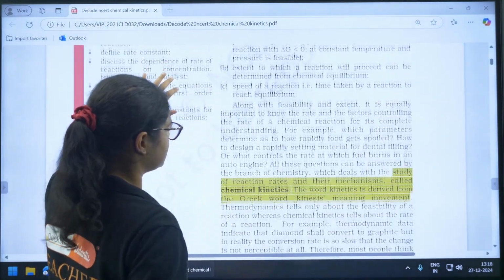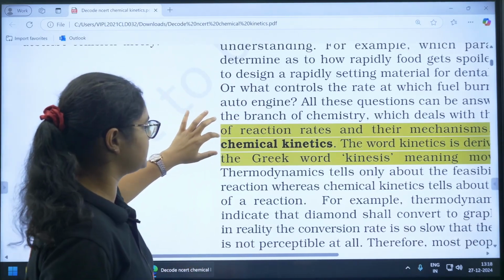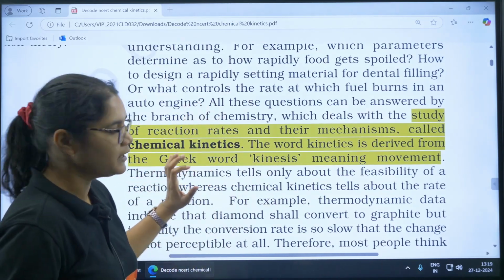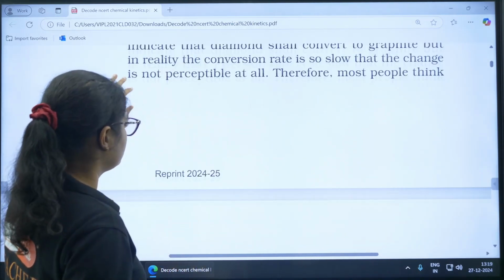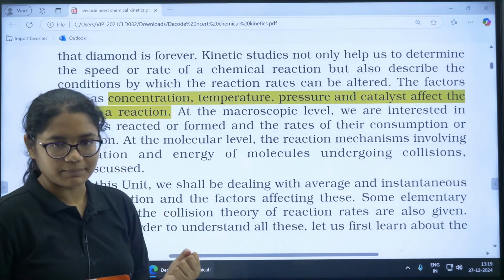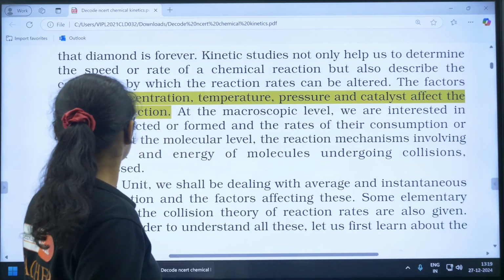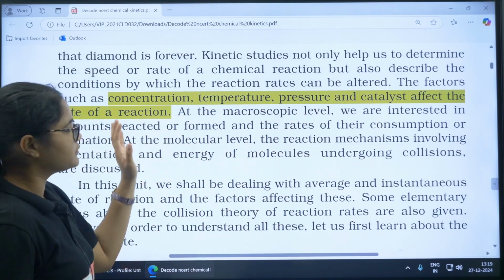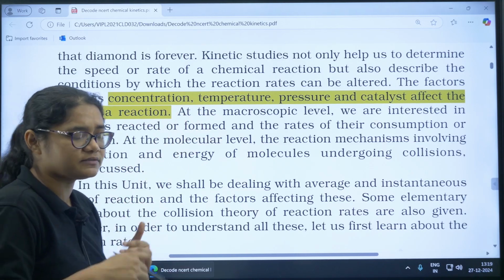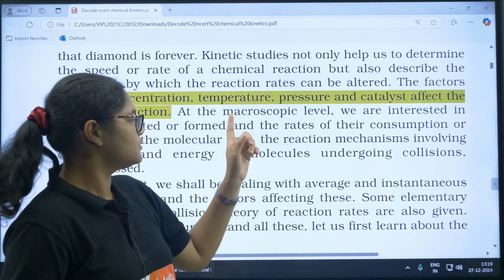So chemical kinetics. First of all, here it is explained what chemical kinetics is, which branch it is, and what it deals with. So highlight this part. Next, we go to the factors on which reactions depend. Note down the factors here: concentration, temperature, pressure, and catalyst affect the rate of a reaction. These are the four factors. It can be asked as an MCQ, like which of these is not a factor, or which of these are factors. Any question like this can be asked, so mark this.